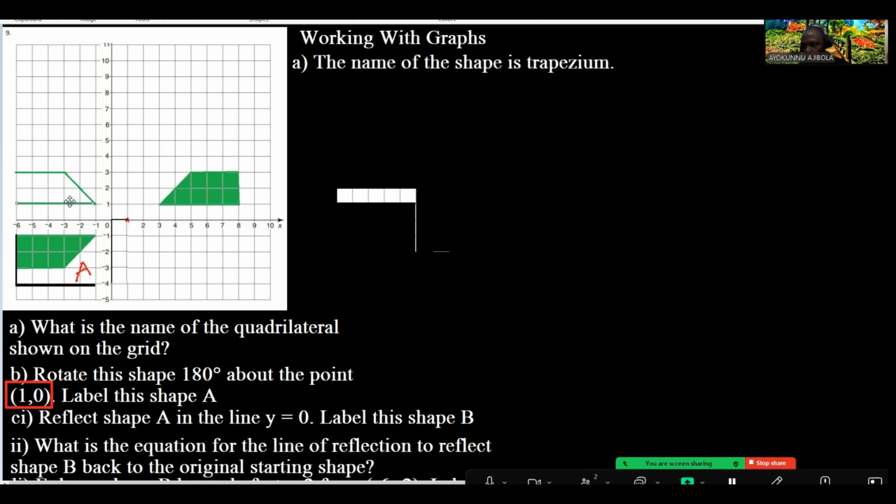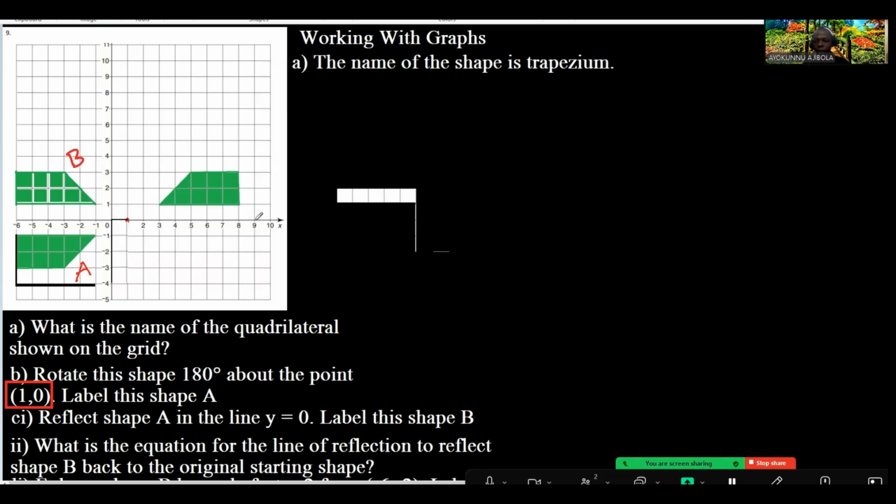Can you see it now? Yes. Then we close it at the back. Can you see the shape has been reflected? So I can count, one, two, three, four, five, six, seven, eight, nine. You can see it, right? Yes. Then it says you should label it B. So this is B.